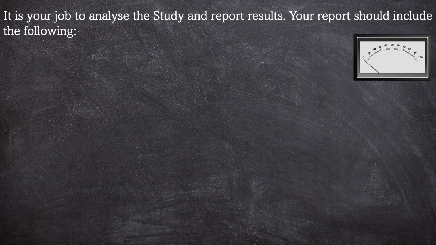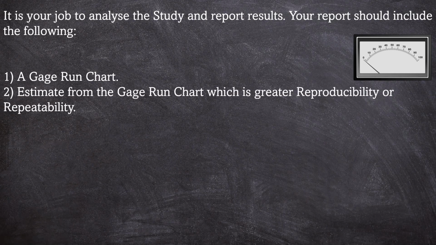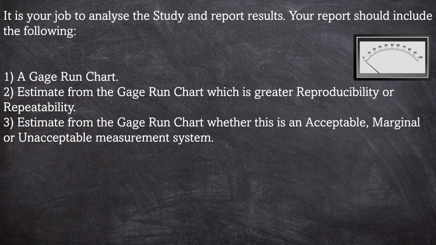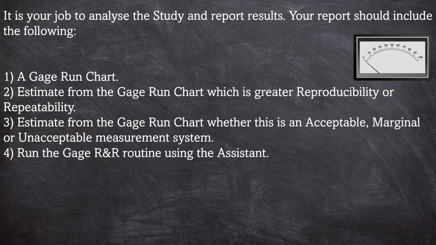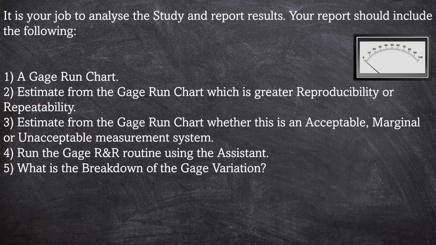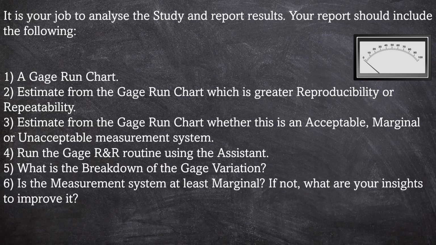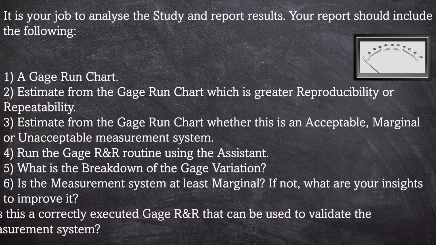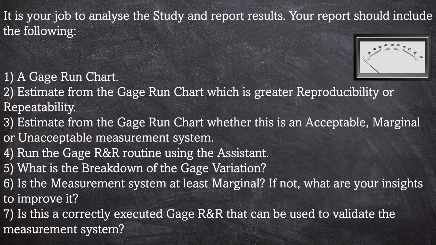Your report should include the following. Number 1, a gauge run chart. Number 2, estimate from the gauge run chart which is greater, reproducibility or repeatability. Number 3, estimate from the gauge run chart whether this is an acceptable, marginal or unacceptable measurement system. Number 4, run the Gage R&R routine using the assistant. Number 5, what's the breakdown of gauge variation? Number 6, is the measurement system at least marginal? If not, what are your insights to improve it? Number 7, is this a correctly executed Gage R&R that can be used to validate the measurement system?